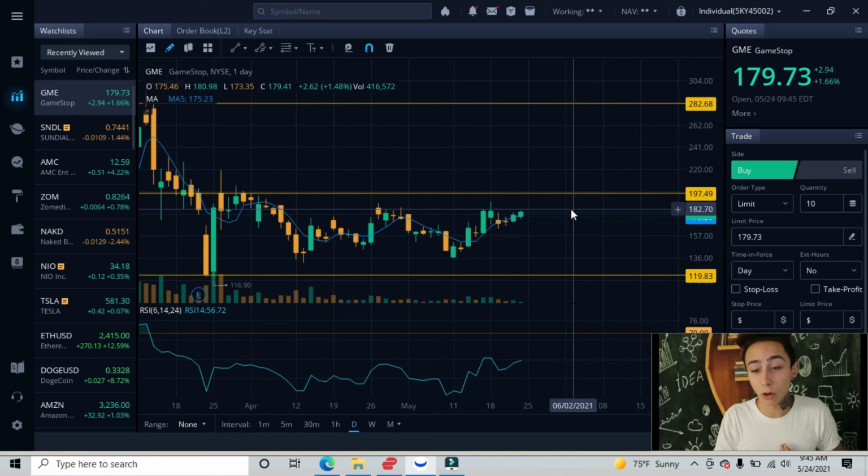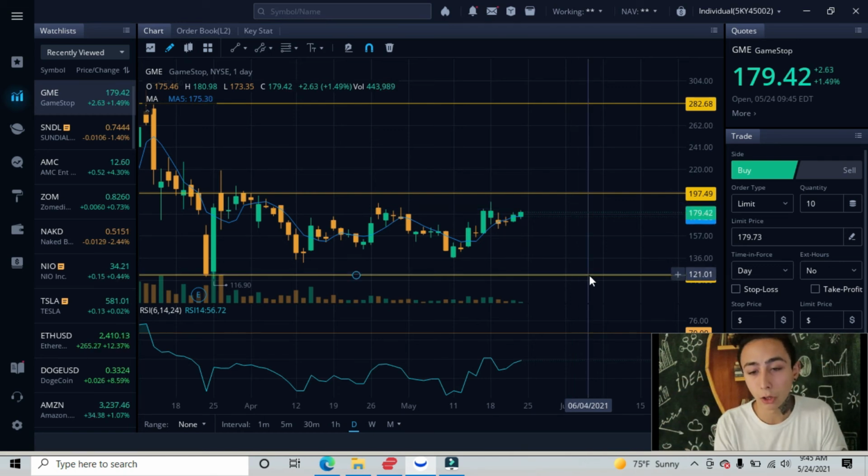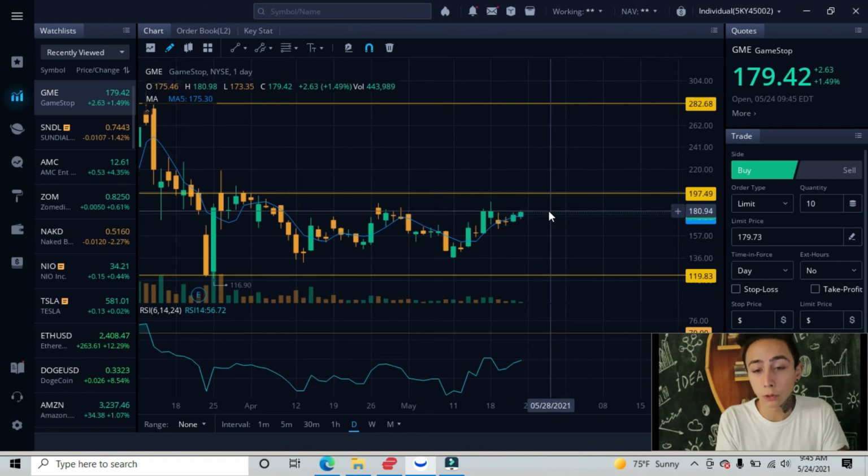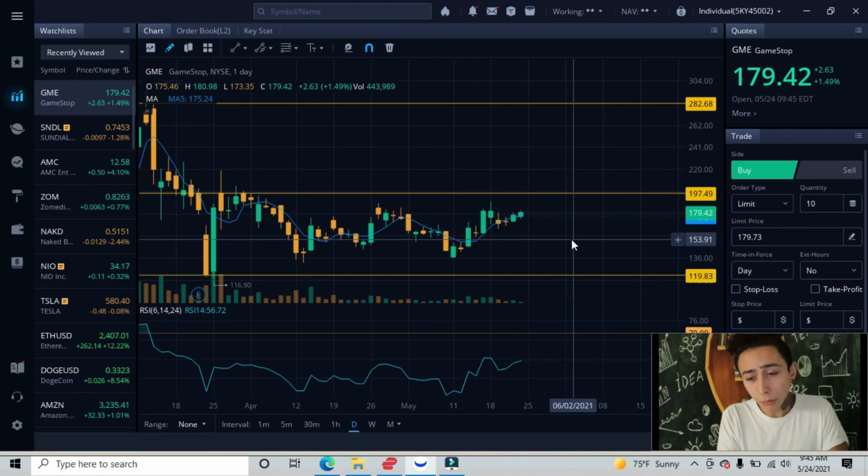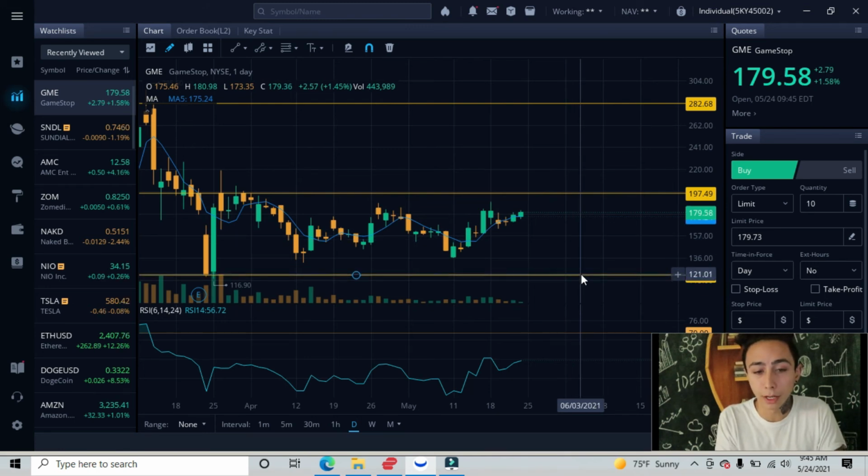And if we do get tagged out and it does break below, then we know that we're continuing or starting a downward trend, and we could wait for a better entry, that being back down here at the 119. So this also goes for if we do come up and get rejected off the 195 or the $200 level and start reversing. We know then that the best next level is back down here at the 119, okay?